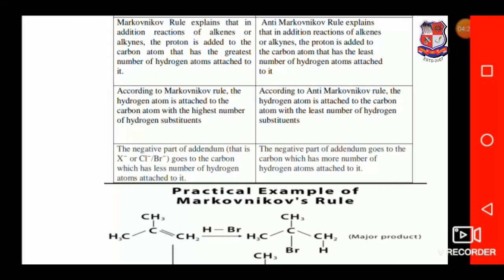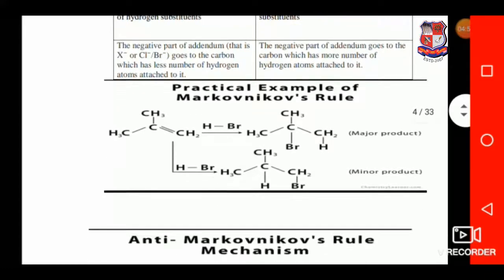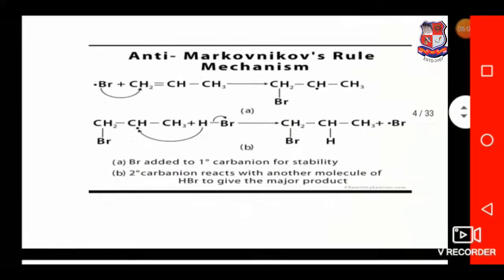According to the Markovnikov rule, the hydrogen atom is attached to the carbon atom with the highest number of hydrogen substituents, while in the anti-Markovnikov rule, the hydrogen atom is attached to the carbon atom with the least number of hydrogen substituents. The negative part of the addendum, that is chloride or bromide, goes to the carbon which has the least number of hydrogen atoms attached to it. This is a practical illustration of the Markovnikov and anti-Markovnikov mechanism.